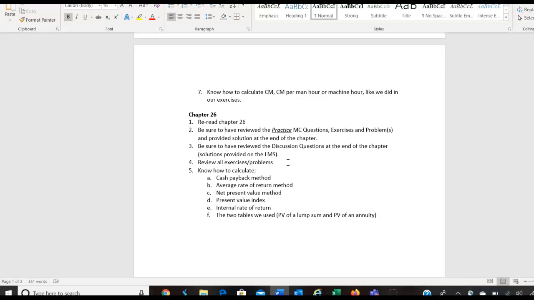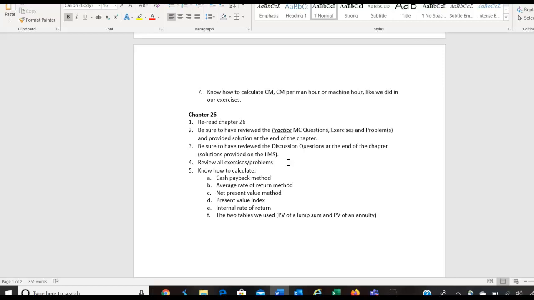Okay, I'm going to jump to letter E, internal rate of return. Remember, the one thing that we do first is calculate the present value factor. And what is the present value factor? That formula essentially is cash payback. So there's nothing new. Cash payback. So make sure you remember that.